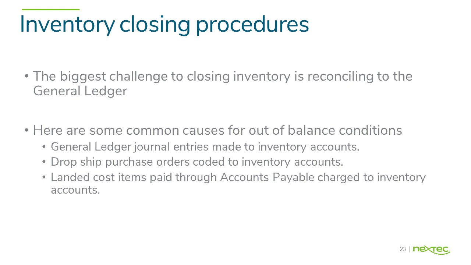You may have some drop ship purchase orders that were coded to inventory accounts. As you may or may not know, when you create a drop ship inventory transaction, typically that means that you're not going to receive the items into your inventory. But if you code those to an inventory account, you've never fully received those into the system, and they will cause an imbalance as well. The other one would be a landed cost item that might have been paid through accounts payable and charged to an inventory account. Typically, again, with landed cost, if you're using that function, you code that to a landed cost account.